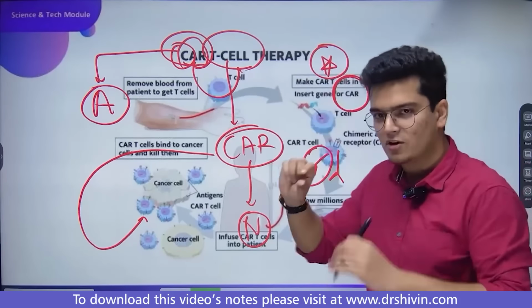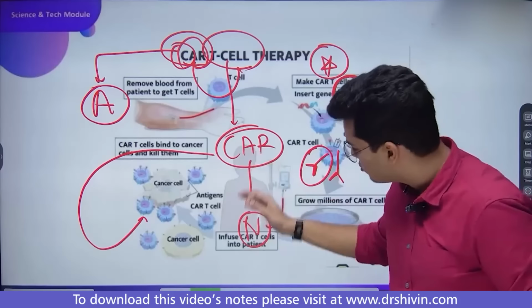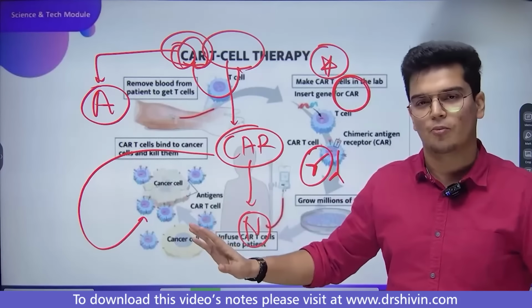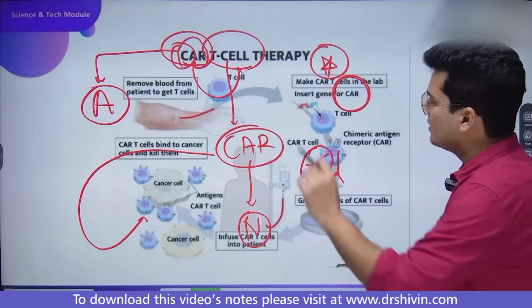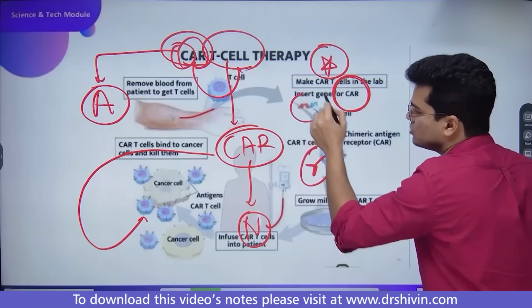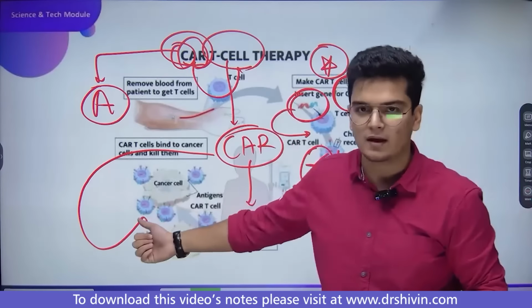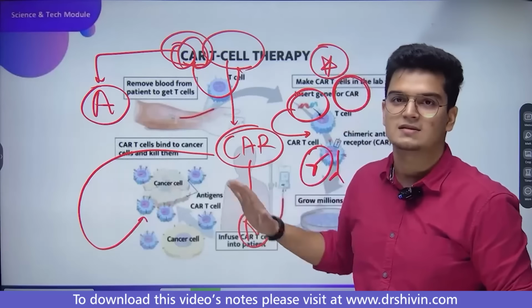It will now have new receptors. When it sees the cancer cell, it will kill it. When it sees a normal cell, it will say, okay, fine, no problem. Okay, this is CAR T cell therapy. What have I done? I have used new genes. So it is a type of gene therapy. And what is it helping in? It is helping in the treatment of cancer.